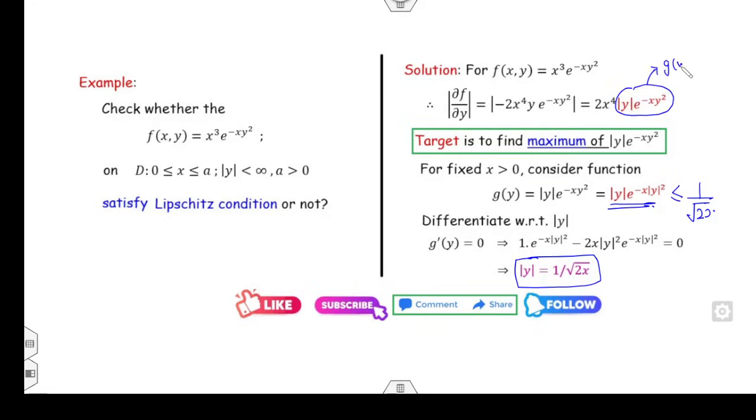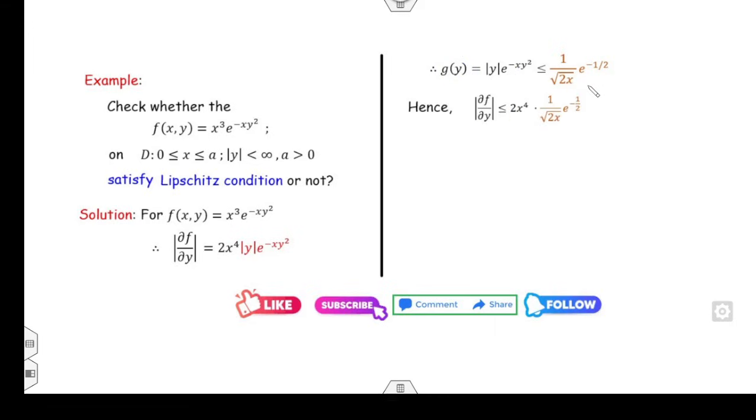Fine. Now g of y is less than or equal to 2 times x raised to power 4. So what can I write this as? 2 divided by root 2, x raised to power 4 divided by root x, that is 4 minus 1 over 2. So 8 minus 1 is 7 by 2. Fine. And e raised to power minus half. Clear? That number will be my root 2.